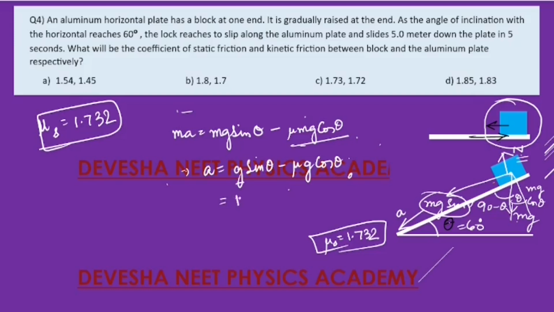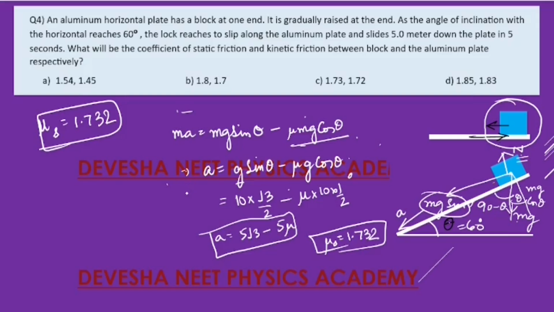Now we have all the values here. g is given to be 10, sin theta is root 3 by 2, which is sin 60 degrees, minus mu, which is to be found, into 10 into half. Then it is 5 root 3 minus 5 mu. This will be a. So this is one part of the solution.